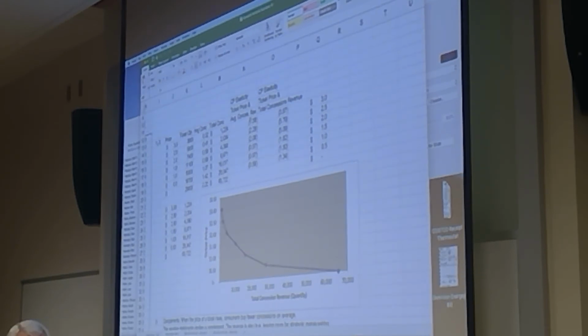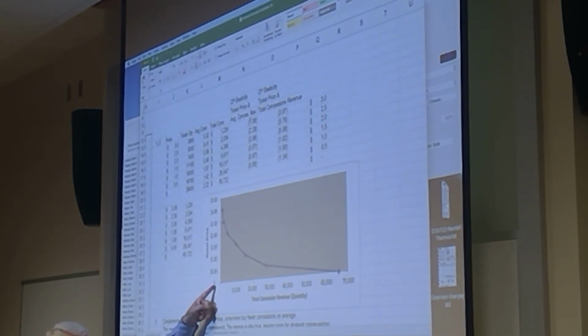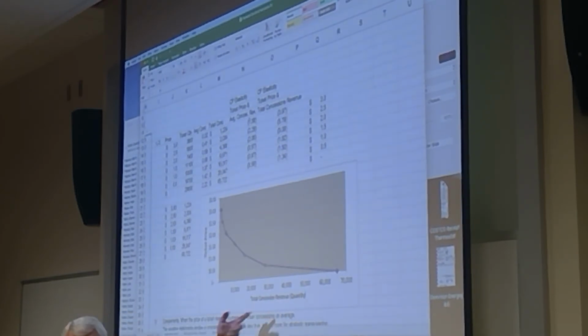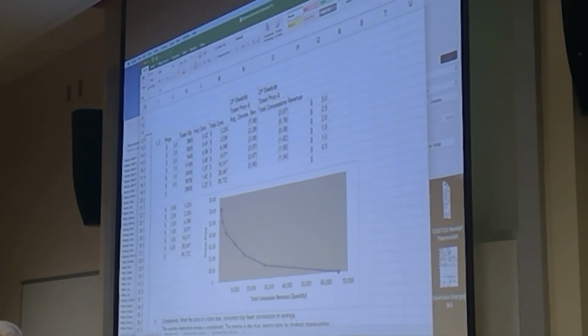Well, in the second part, we ask you to graph it, and it should look like this, where here you have the ticket price now on the vertical axis, and then total concession revenue, this is our proxy for quantity, on the horizontal axis, and your graph should look like that. And then in 3, it asks you if they're substitutes or complements, and because of the negative elasticities, you know that they are complements. Okay?